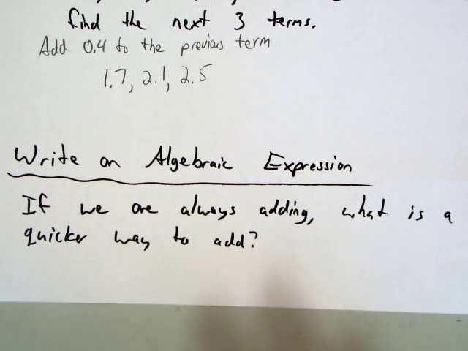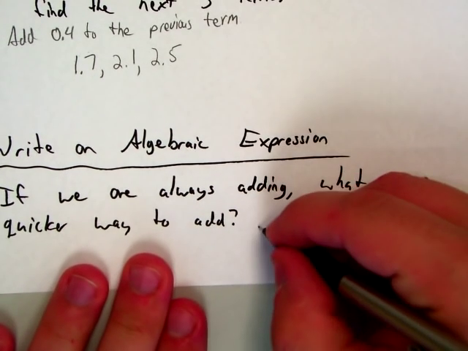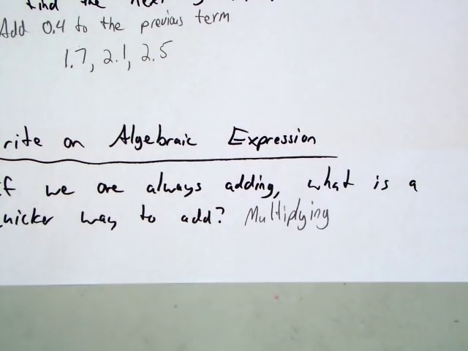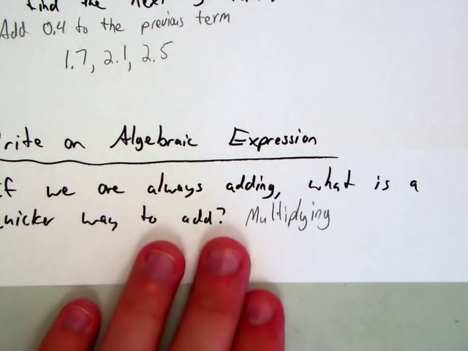Next section, it says write an algebraic expression. It says if we are always adding, what's a quicker way to add? Well, multiplying is a significantly quicker way to add when we're talking about continuous addition. That's what we're really looking at here. So when we're adding continuously, where we're always adding, multiplying is a quicker way.